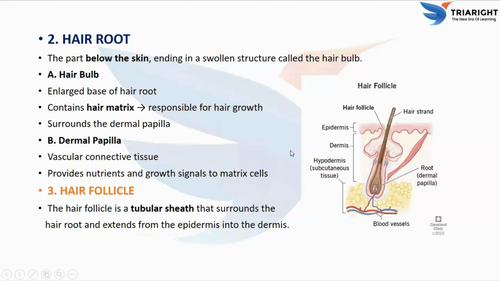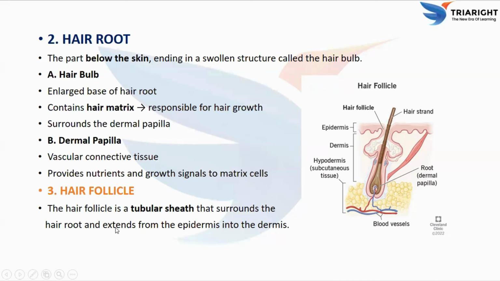So next, coming to hair root. What is hair root? It's the part of the hair that lies below the surface of the skin. It is embedded in the skin and is not visible. The root ends in an enlarged bulb-like structure which is called the hair bulb. You can clearly see the hair bulb in this picture.